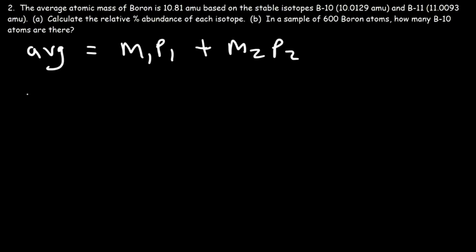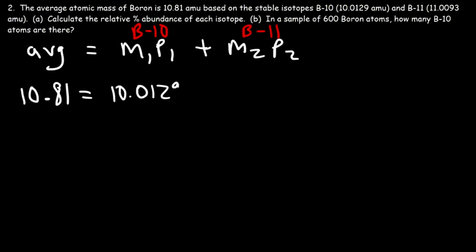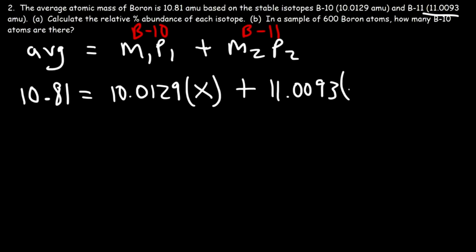On the left side, we're going to plug in the average atomic mass, which is 10.81. For the first isotope, we're going to say that M1 corresponds to B10 and M2P2 corresponds to B11. So the mass of the B10 isotope is given to us as 10.0129 times its percentage. Now, the percentage we don't know, so we're looking for that. Let's call it X. Now the mass of the second isotope, B11, is 11.0093.